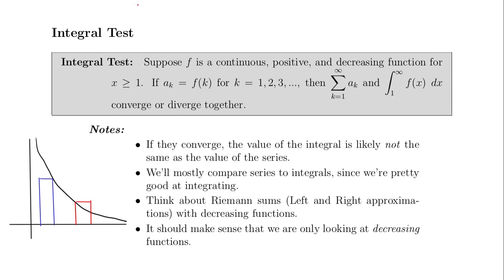It should make sense that we're only looking at decreasing functions, because if it was positive and increasing, then the divergence test says the terms don't go to zero, and so we're done. Our series diverges. So it makes sense that if we're looking at positive functions and positive terms in our series, they have to at least be decreasing. Because if they don't, there's no way they're going to end up going to zero, and the divergence test will just take care of everything for us.